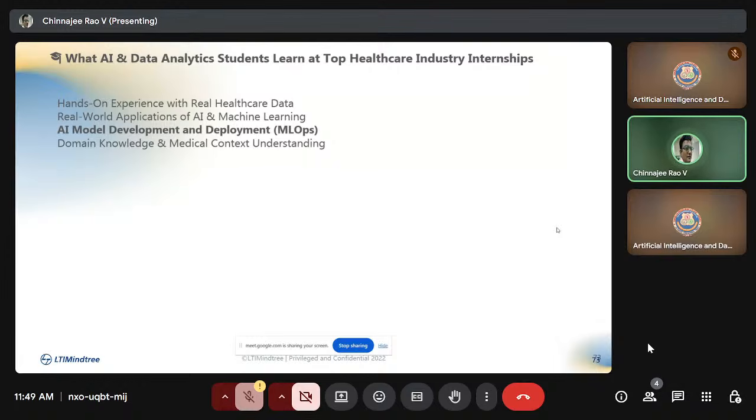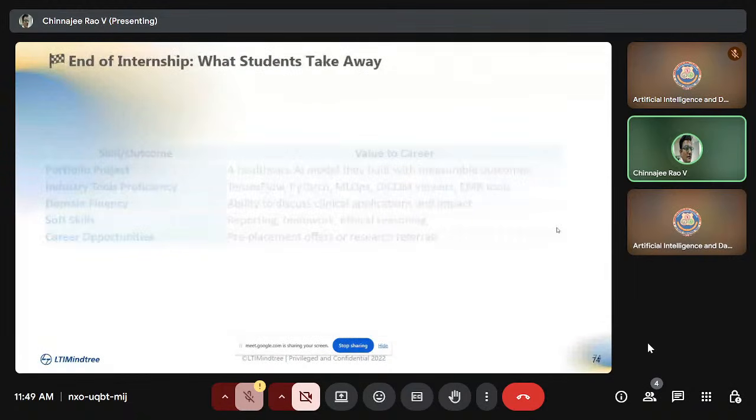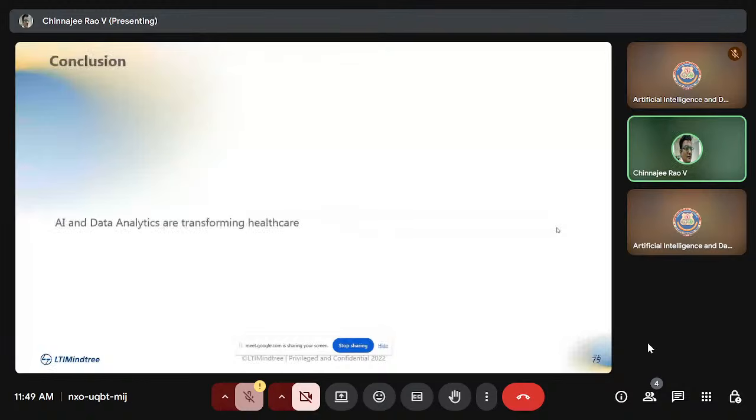Then domain knowledge, medical context, then interdisciplinary team collaboration, same as what we discussed in the last slide. Ethics, here and there, you will get some. The same I gave in the tabular column.